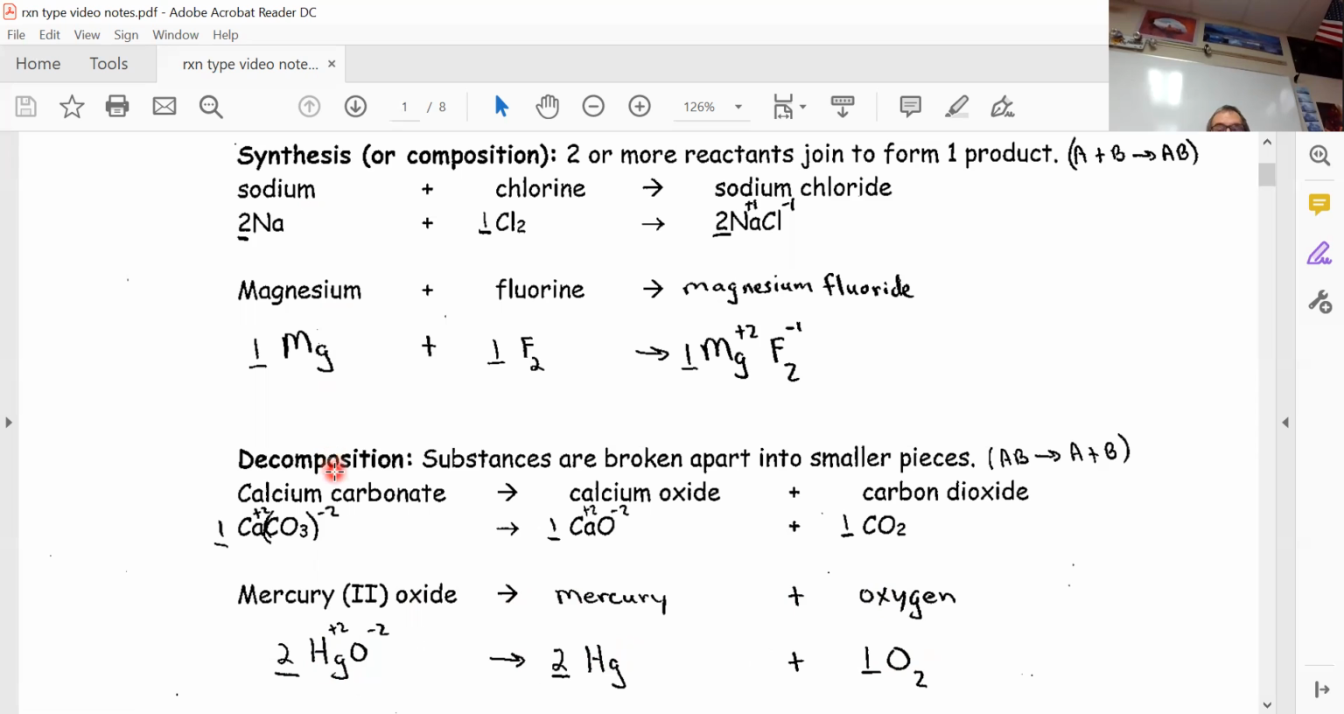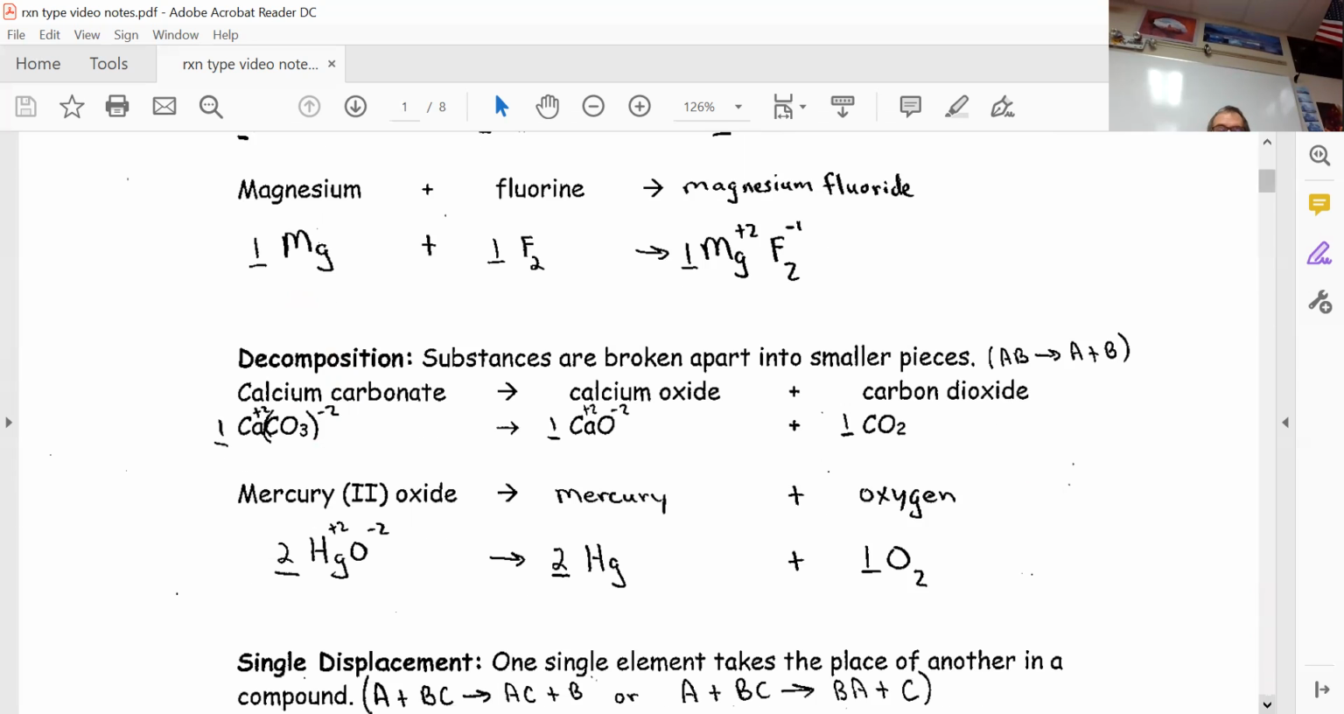Synthesis and decomposition are opposite. Sometimes we talk about reversing reactions, and a synthesis in the reversed reaction becomes decomposition, and decomposition in the reverse direction becomes synthesis.